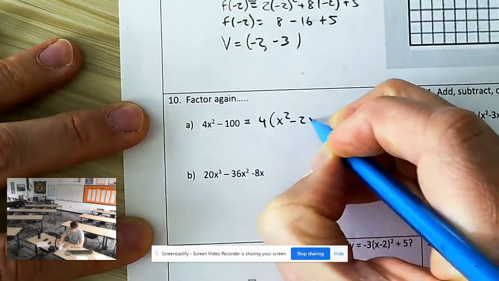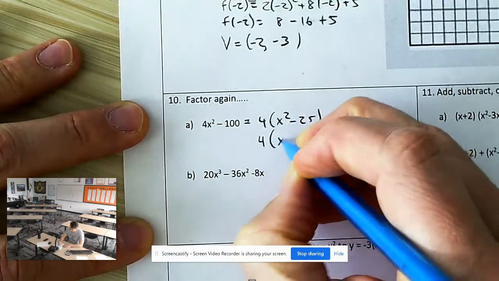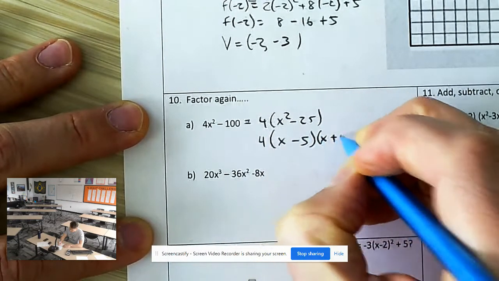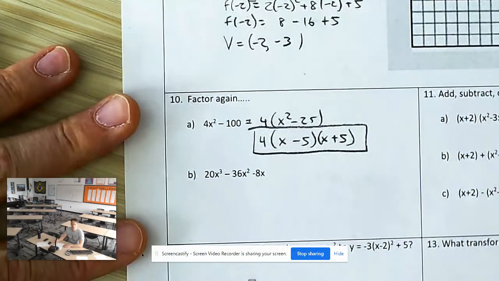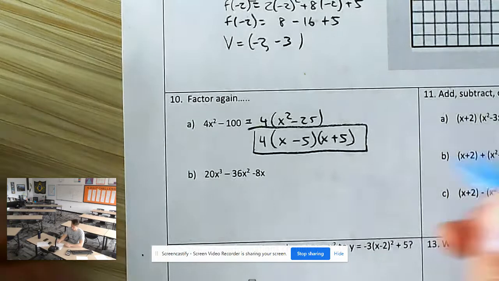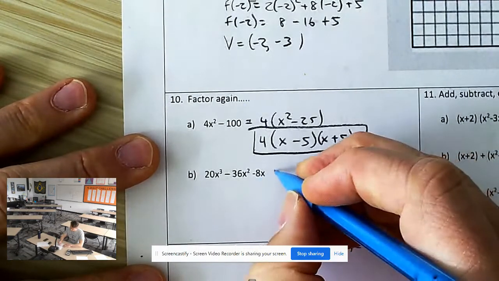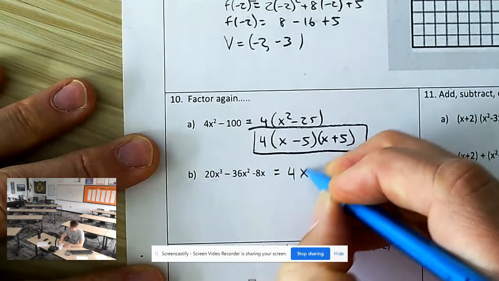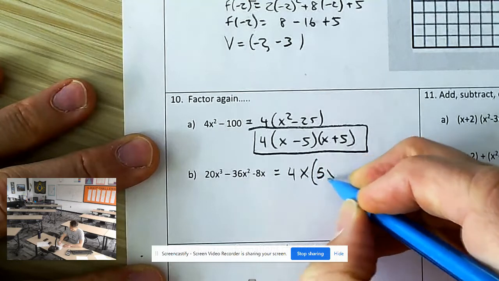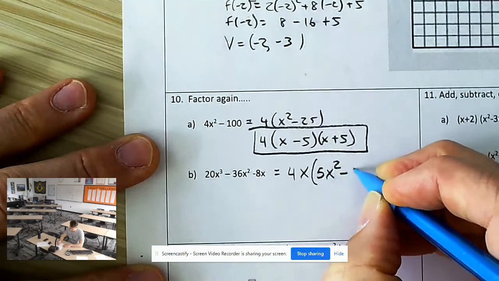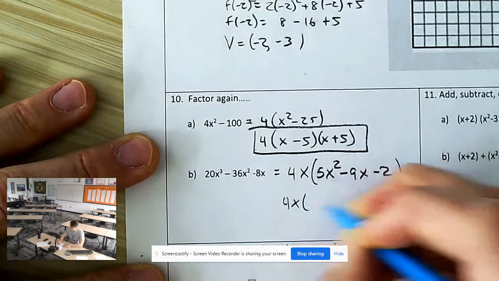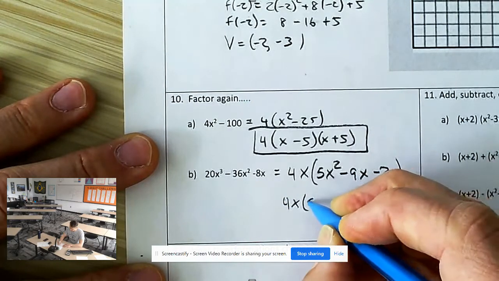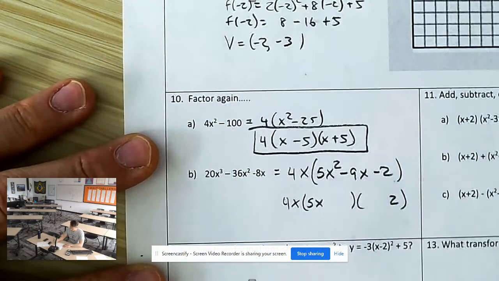So hopefully you realize you can take out a 4 first, and this is a difference of squares. Factoring is just one of those skills that you need to have in order to succeed in high school math, which is why in Algebra 1, we just keep going over and over and over. So take out 4x first because you can. And then you're either done or you can split the middle or guess and check. I'm going to guess and check.